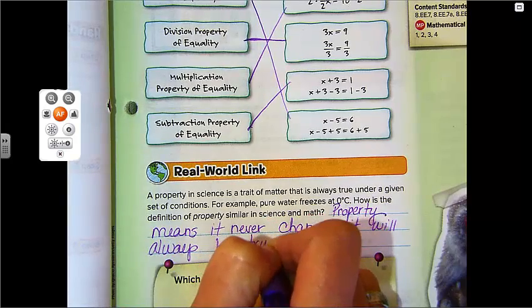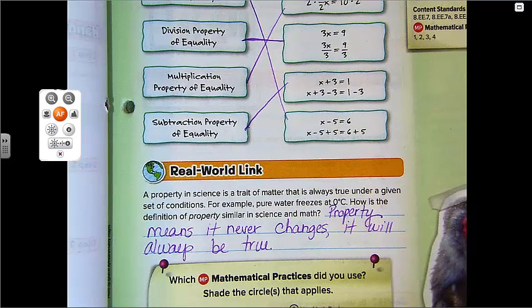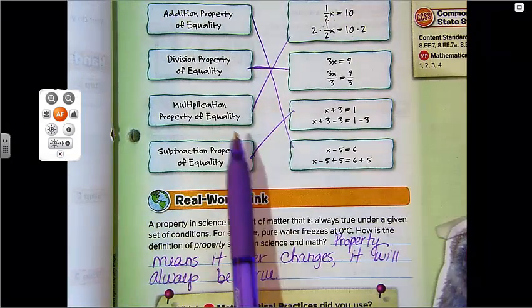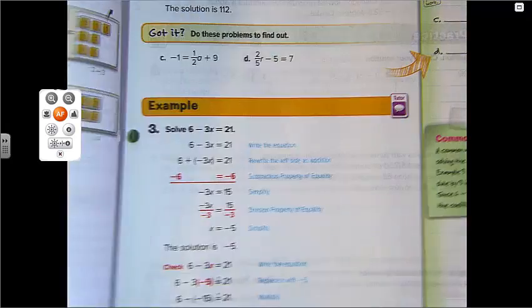And that's regardless of whether you're talking about science or math. Whatever the property states, it's going to be true no matter what the problem. Water is always going to freeze at 0 degrees Celsius, and the addition property of equality is always going to say that you subtract in the second step. It is never going to change. So let's look at some examples.